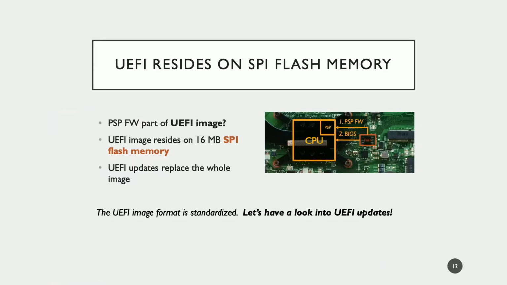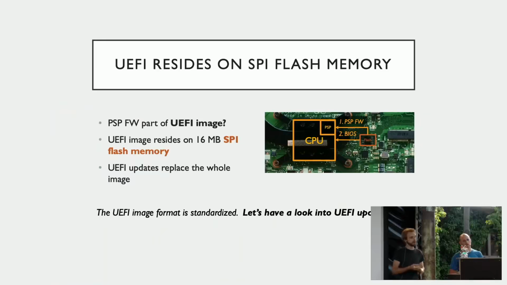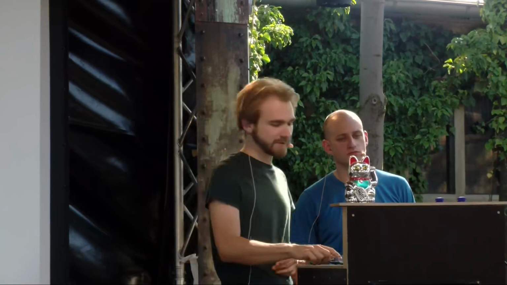So the contents of the SPI flash are called UEFI image. And this 16 megabyte image actually is completely replaced when you do what is still often called a BIOS update. The format of this UEFI image is standardized. So why don't we just have a look inside?